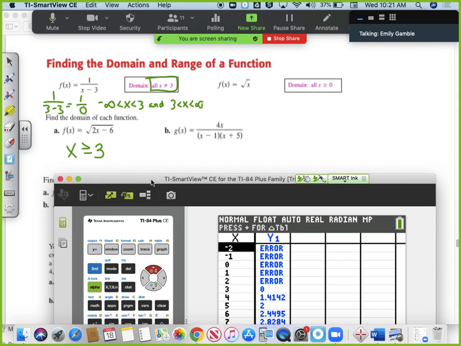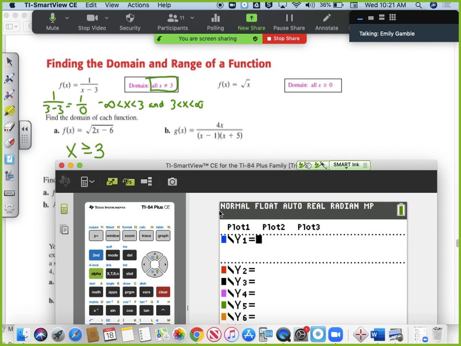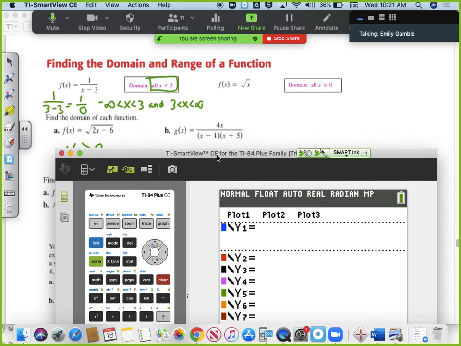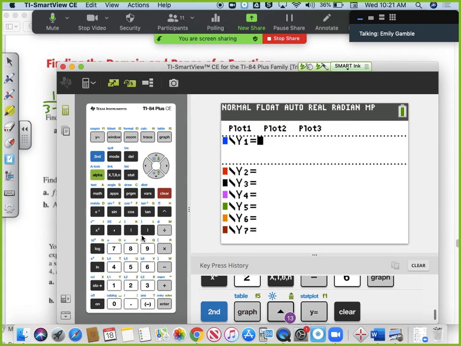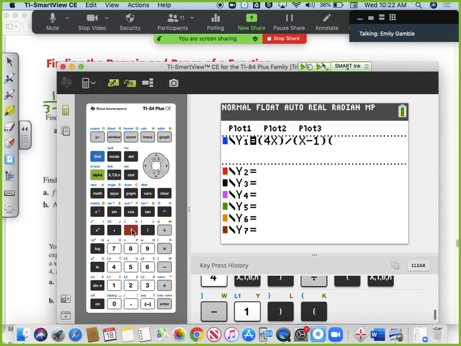The next one is very tricky. We have to be careful with this. When we go into y equals and put this next one in, we're going to need a ton of parentheses to show what's going on here. Because we have a lot of different terms in parentheses already, and this is division, we're going to need parentheses 4x, parentheses, divided by, and then we're going to need 2 sets of parentheses down here. It's going to be x minus 1, parentheses, x plus 5.